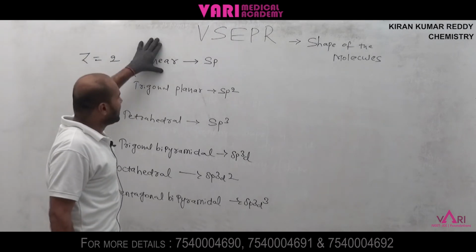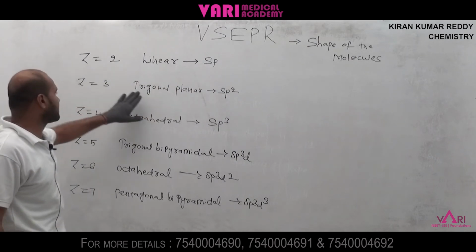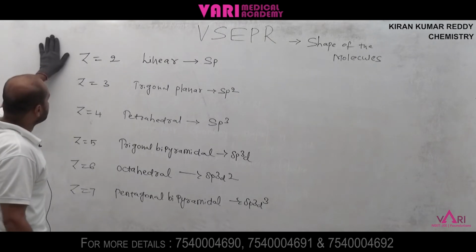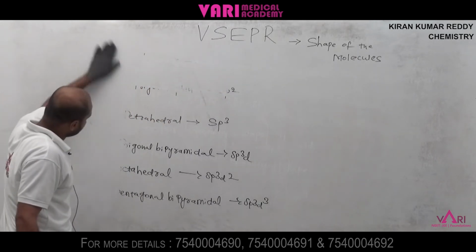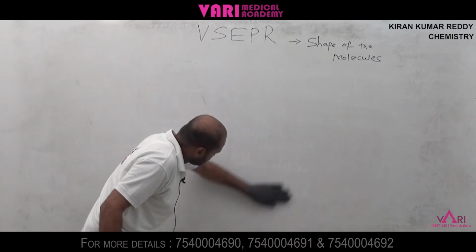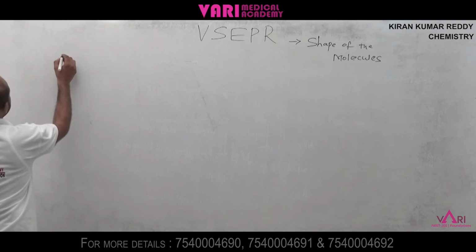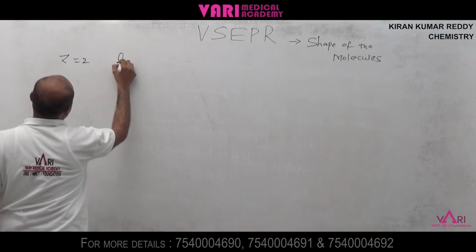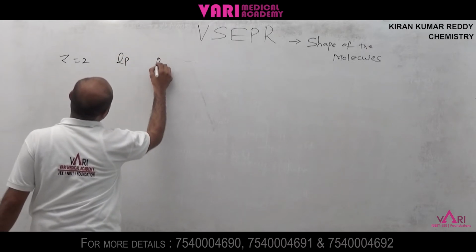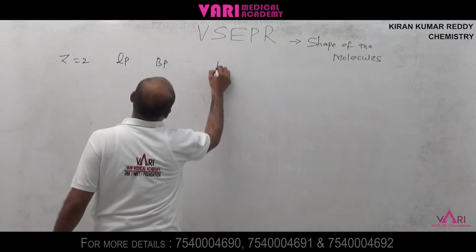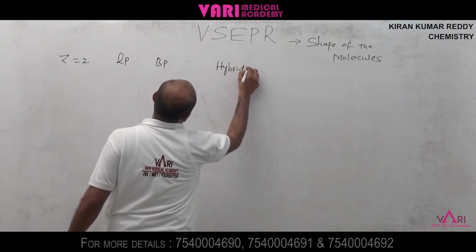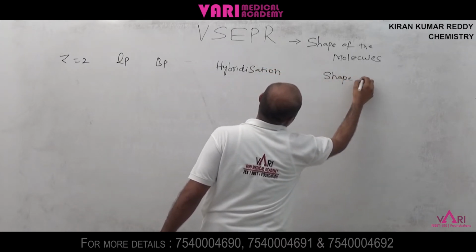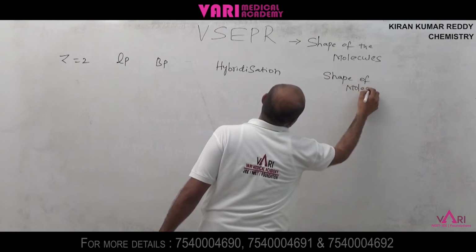Z is equal to 2 means linear, sp hybridization. Z is equal to 3 means trigonal planar. These are the hybridizations explained only for geometry. Now I am taking Z is equal to 2. How many lone pairs and bond pairs? Here I am writing number of lone pairs, number of bond pairs, then hybridization. Next one is the shape of the molecule. One by one we can discuss.